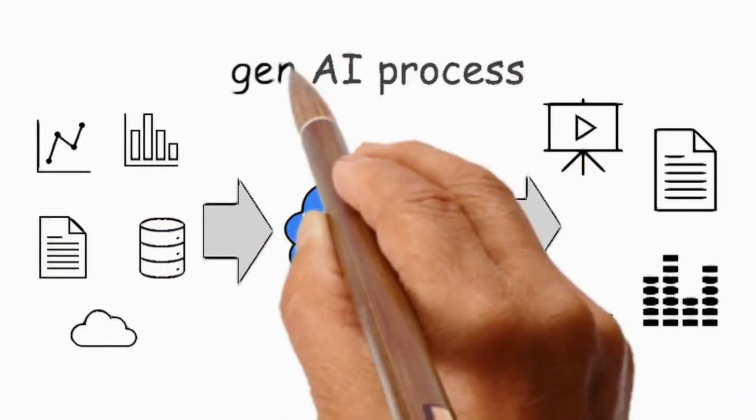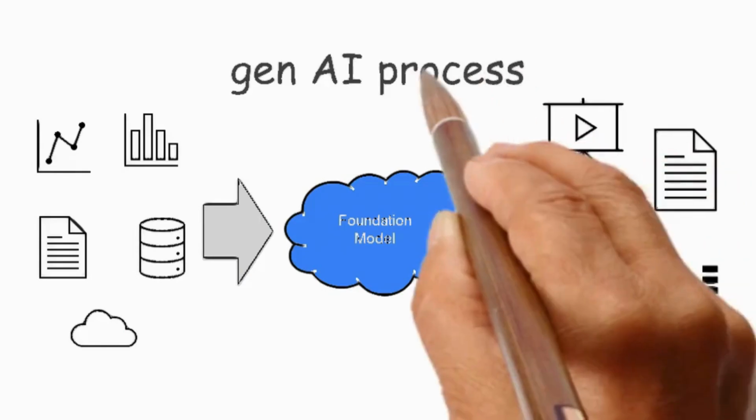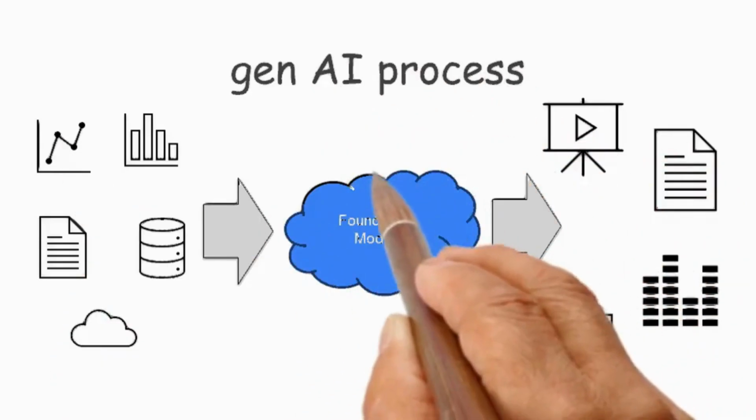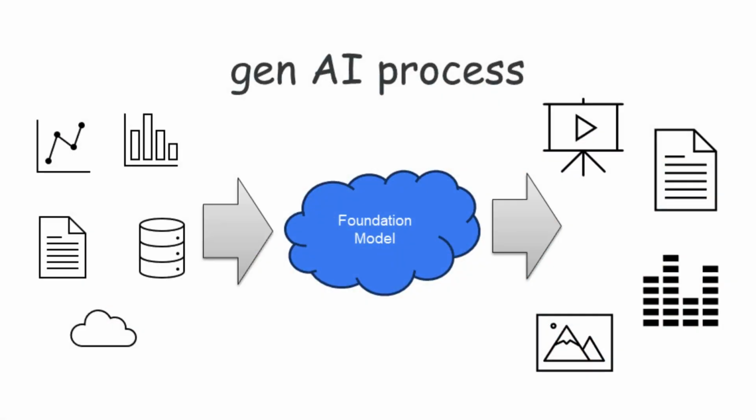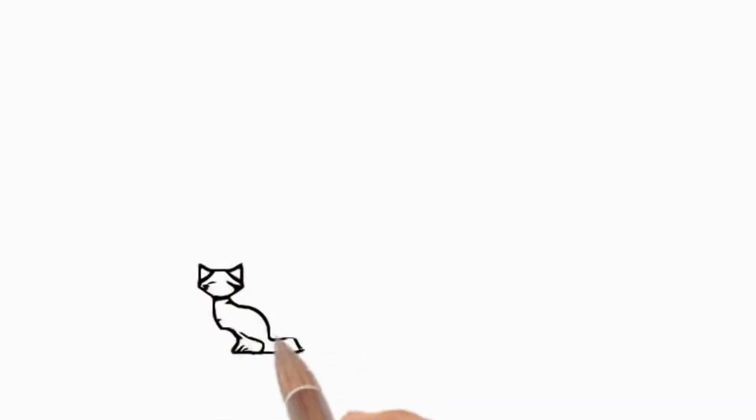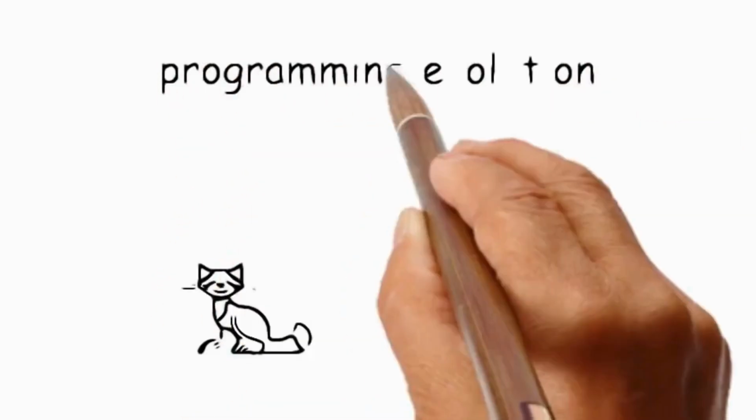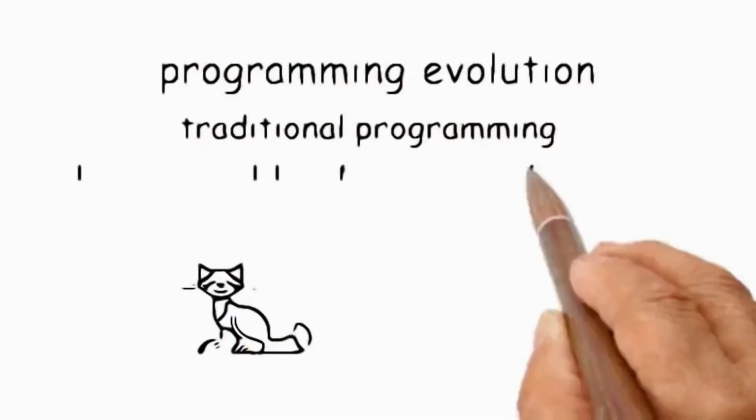The Gen AI process can take training code, labeled data, and unlabeled data of all data types and build a foundation model. The foundation model can then generate new content, for example, text, code, image, audio, video, etc. We've come a long way from traditional programming to neural networks to generative models.